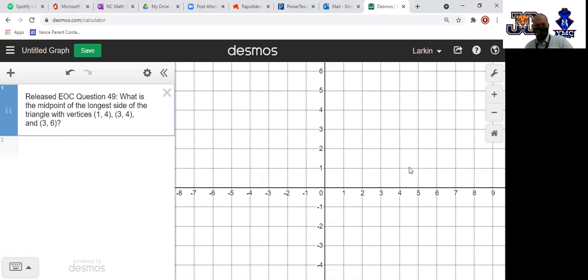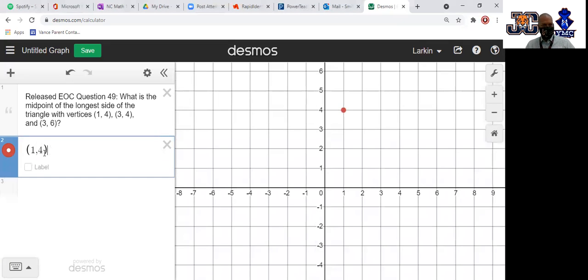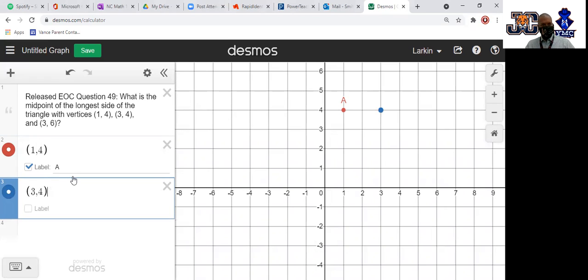Once I have my grid set up for my coordinate plane, I'm going to start plotting my points. The first point they gave us was (1, 4). I'm going to label that A. The next point they gave us was (3, 4). I'm going to label that B.